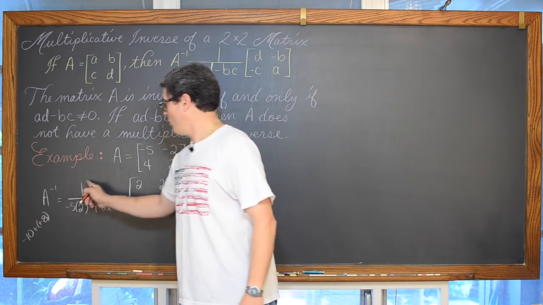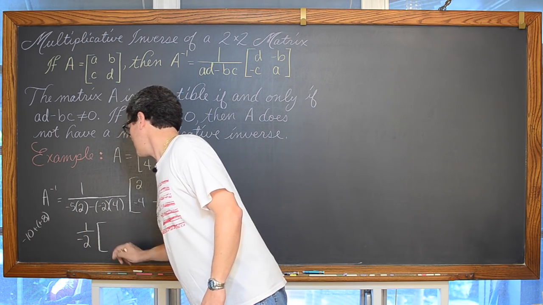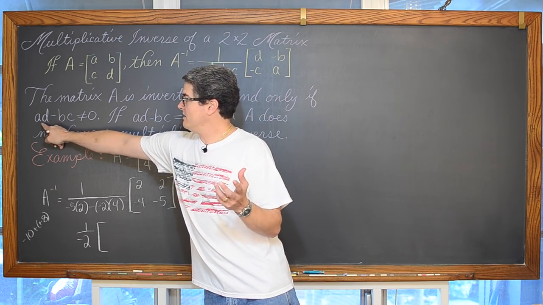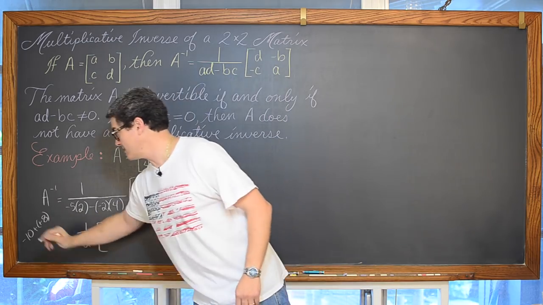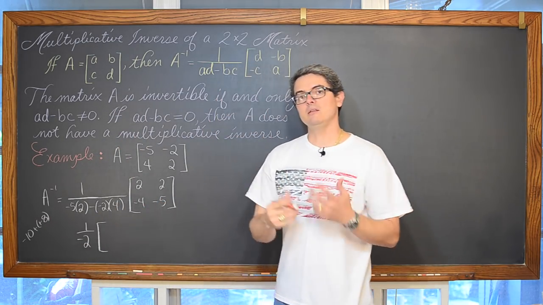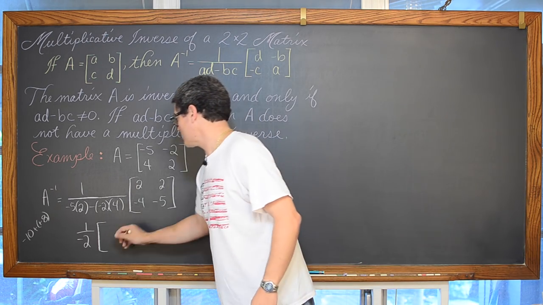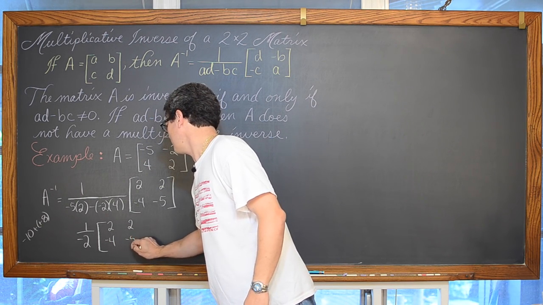So we have 1 over negative 2 times. Now, this idea that A times D minus B times C is not equal to 0: we did not get an answer of 0, so we're not dividing by 0, which would make this inverse undefined or non-existent. And that's going to get multiplied to the matrix 2, negative 4, 2, negative 5.